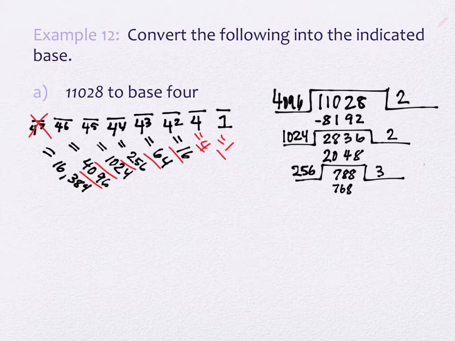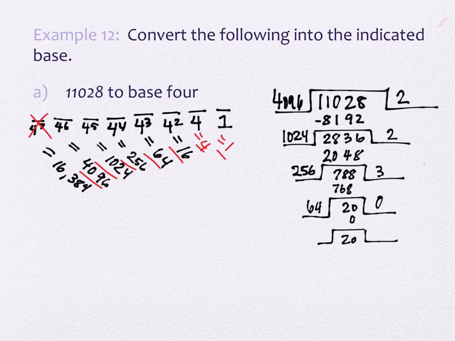This time the numbers are really close together. The subtraction is just 20. It's really tempting to skip over the places, but we can't do that. We will write down the 64, even though 64 will not go into 20. What it ends up looking like is a 0 over here. 64 goes into 20 0 times, and 0 times 64 is 0. So when we subtract, we still have a 20. My next place value down from 64 is 16. That one goes in once, and then 20 minus 16 gives me 4.